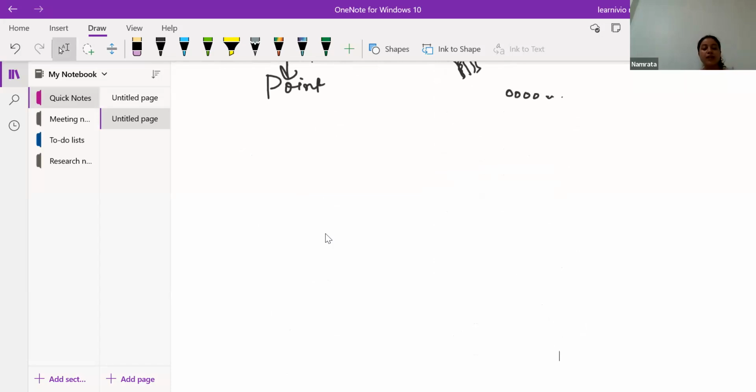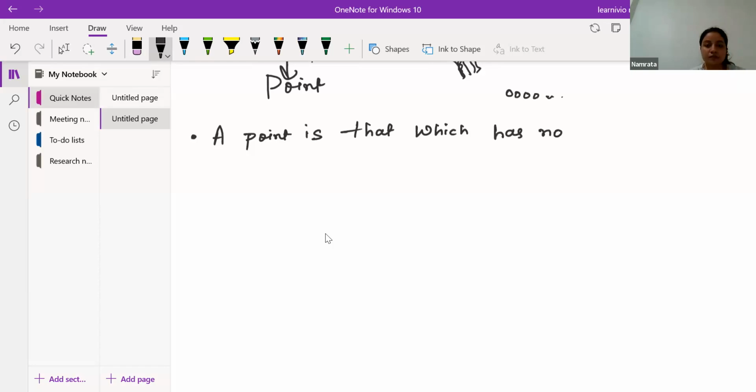Now let me write Euclid's definitions, a few definitions which are given in your book. Let me write them one by one. We will be discussing them. So a point is that... It's just like a chapter related to geometry, and here we are learning about the story of geometry mostly. Let me write a few of them, then we will be discussing them one by one.